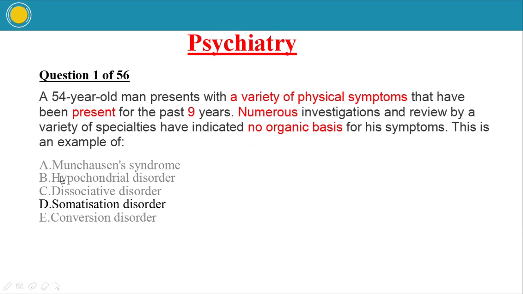Here we have choices A to E: Munchausen syndrome, hypochondrial disorder, dissociative disorder, somatization disorder, and conversion disorder. In order to make the correct choice, we have to really understand the accurate definitions and differentials between the different choices. Let's take a look.